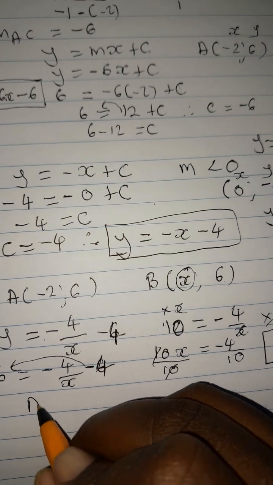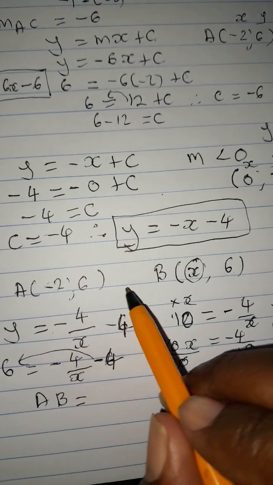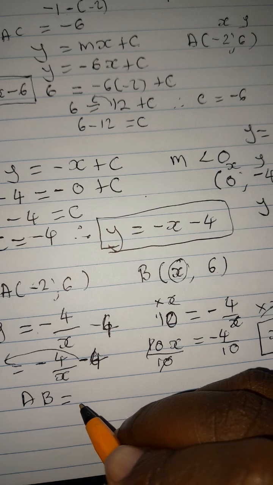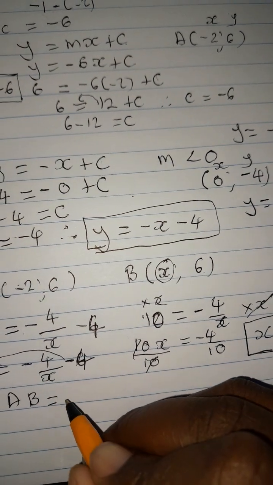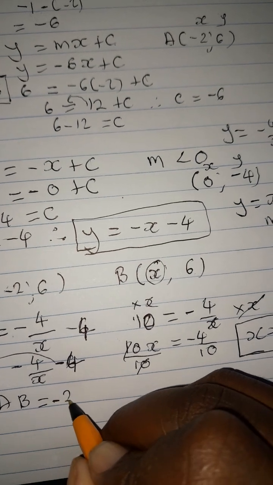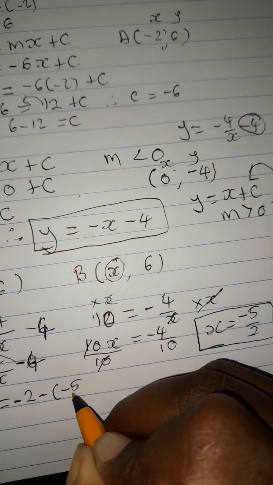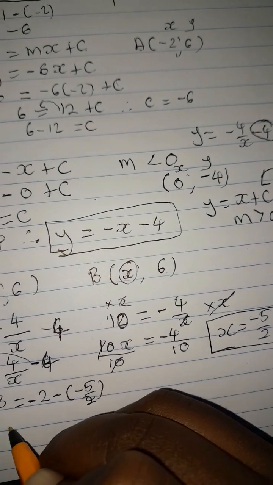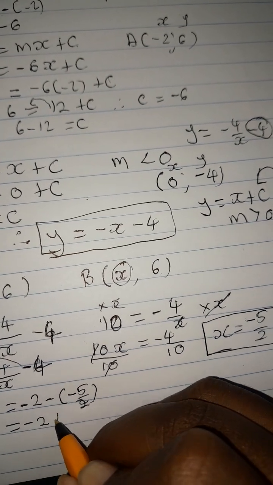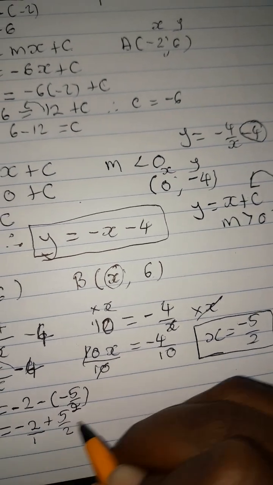Are we done? No. We're looking for the length of AB. So we are going to subtract our x values, guys. We're going to subtract our x values to find the horizontal length of AB. So that will be negative 2 minus what are we having? Negative 5 all over 2. So this will be negative, negative and negative, that will be positive. So we're having 5 all over 2, which is the same as negative 2 all over 1.